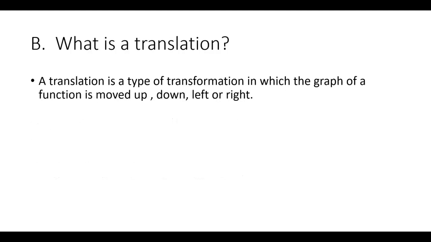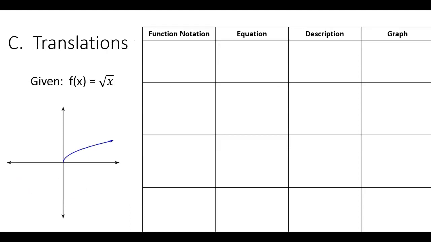All right, so let's begin here. So what's a translation? That's what we're talking about today. A translation is a transformation in which the graph is moved up, down, left, or right. Okay, so that's basically it. And we kind of explored this concept a little bit yesterday whenever we did our Desmos activity.